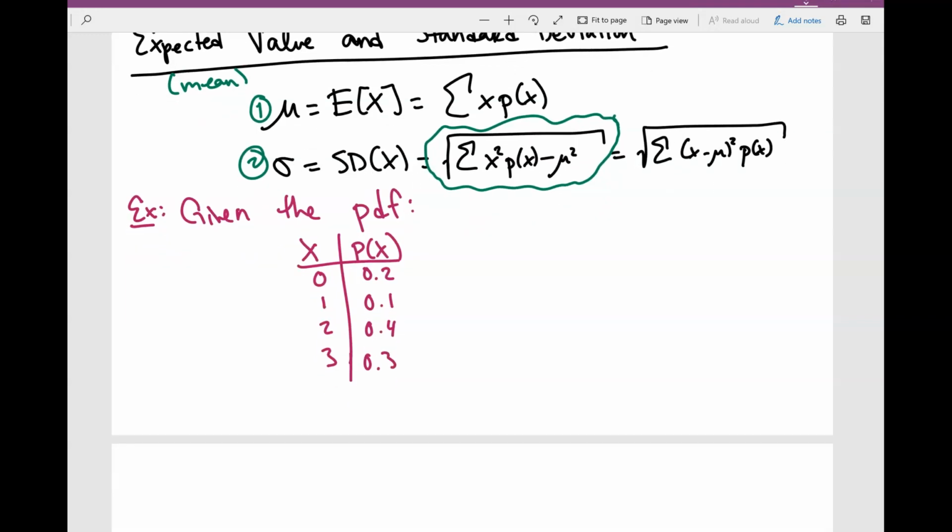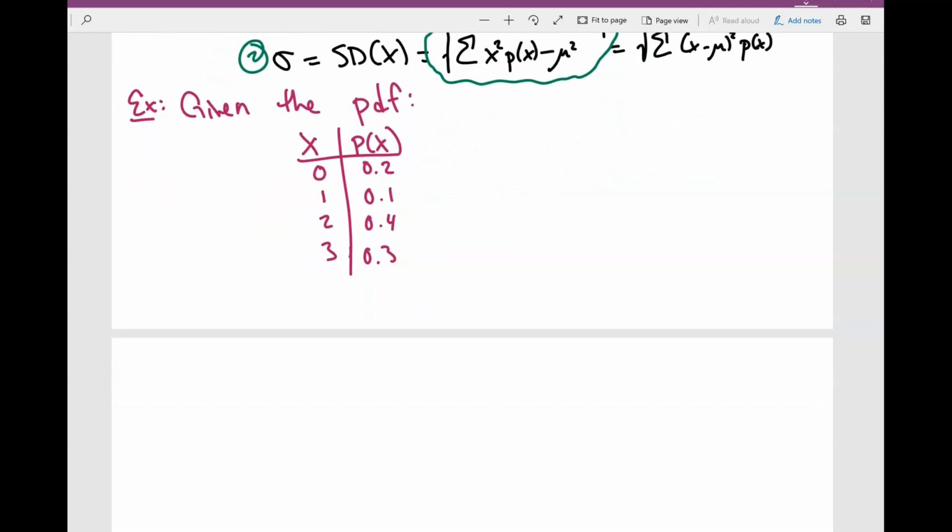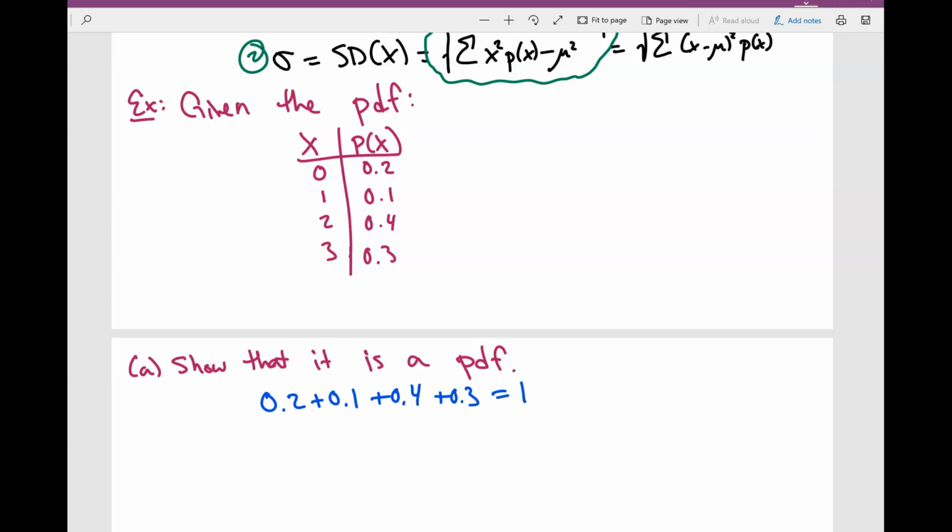So the first thing that you want to be able to do with this PDF is show that it is a PDF. Show indeed that what you're working with is a PDF. One of the things to know if this is going to be a PDF or not is if the probabilities all add up to 1. So if I take 0.2 plus 0.1 plus 0.4 plus 0.3, then all of this should add up to 1, which actually it does. So it is a PDF. That's all you have to show. Just show that the probabilities all add up to 1. That's how you show that it's a PDF.